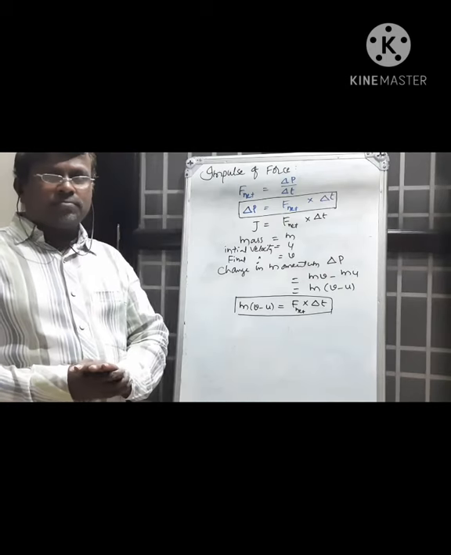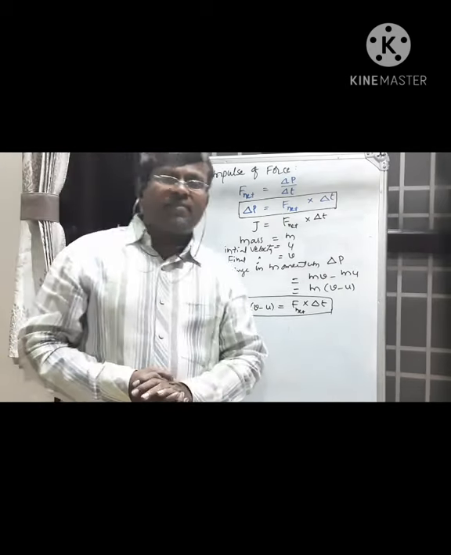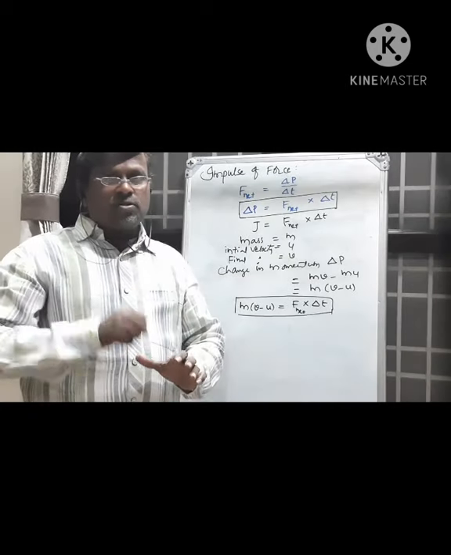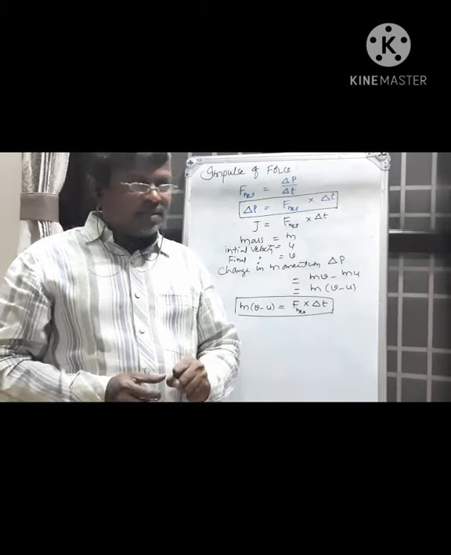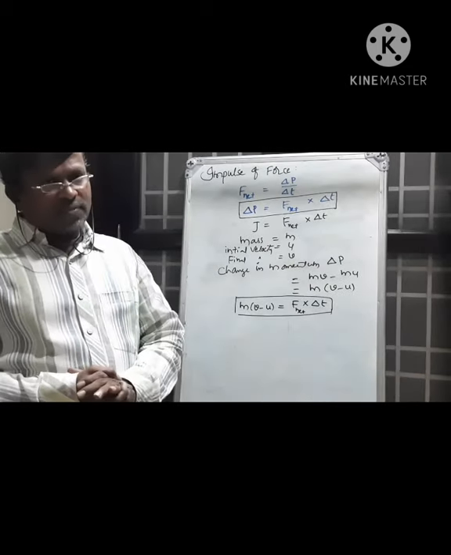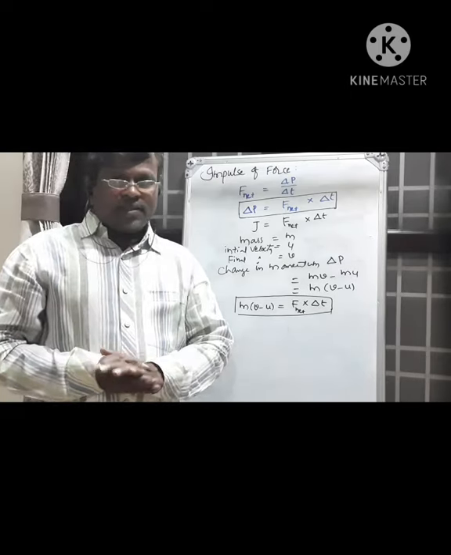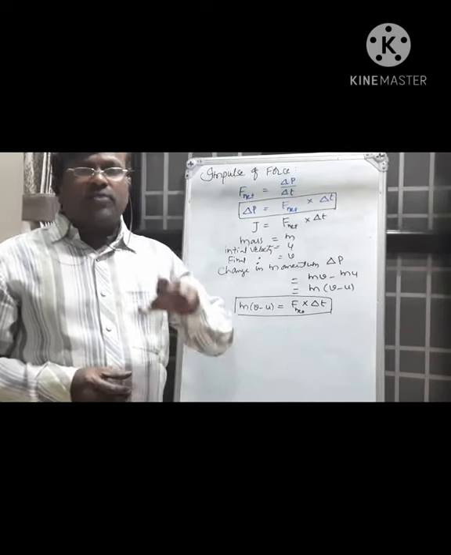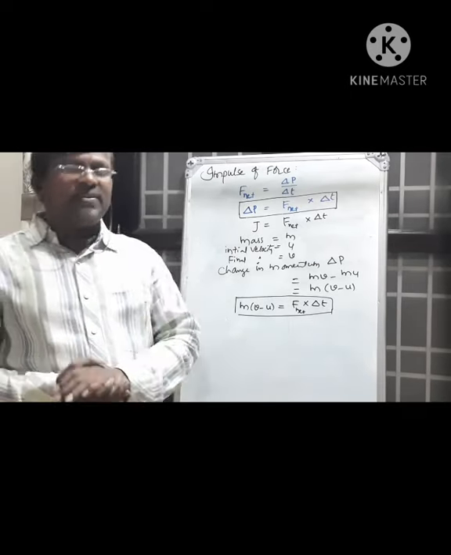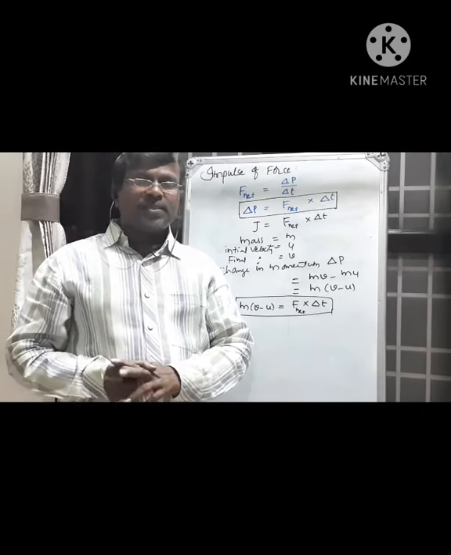When we hit a nail with a hammer, the impact of the force becomes big and the nail gets into the wall. In the same way, with the high impact of the force of the bat, the ball goes away and even crosses the boundary line.